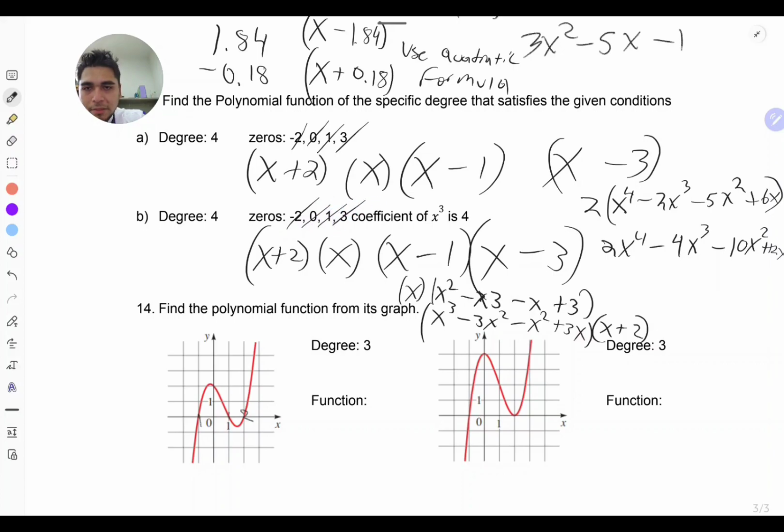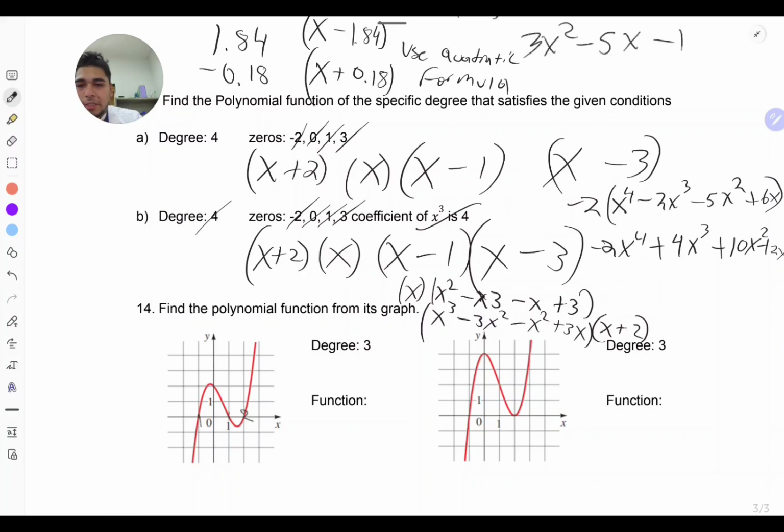We got all the zeros. We got the degree. We got the coefficient of x cubed is 4, but it's actually negative 4. So the only way we can solve this is if we just multiply it by a negative 2, right? So negative 2, so this becomes negative, this becomes positive, this becomes positive, this becomes negative here. And that is how we can solve this problem. Okay, so this entire thing was solved. Easy. We're done with that one.